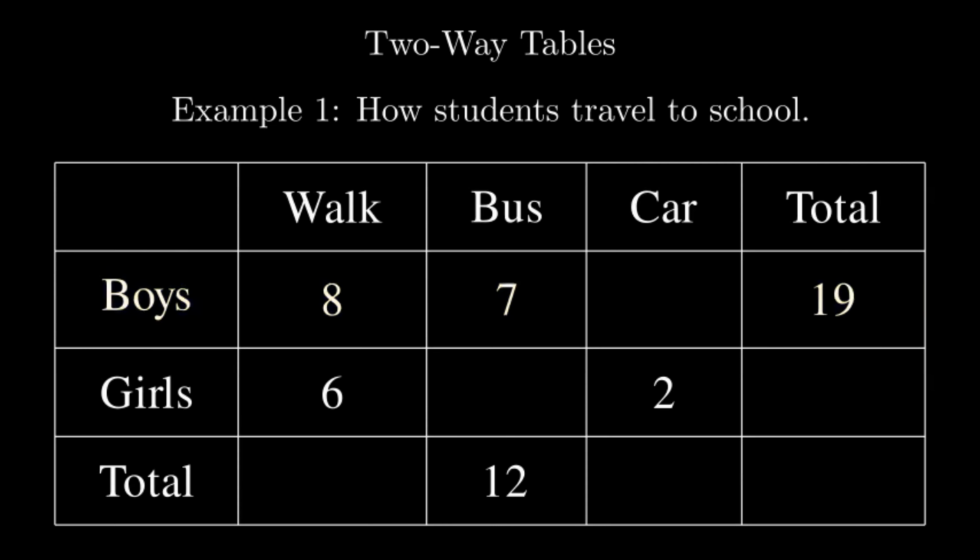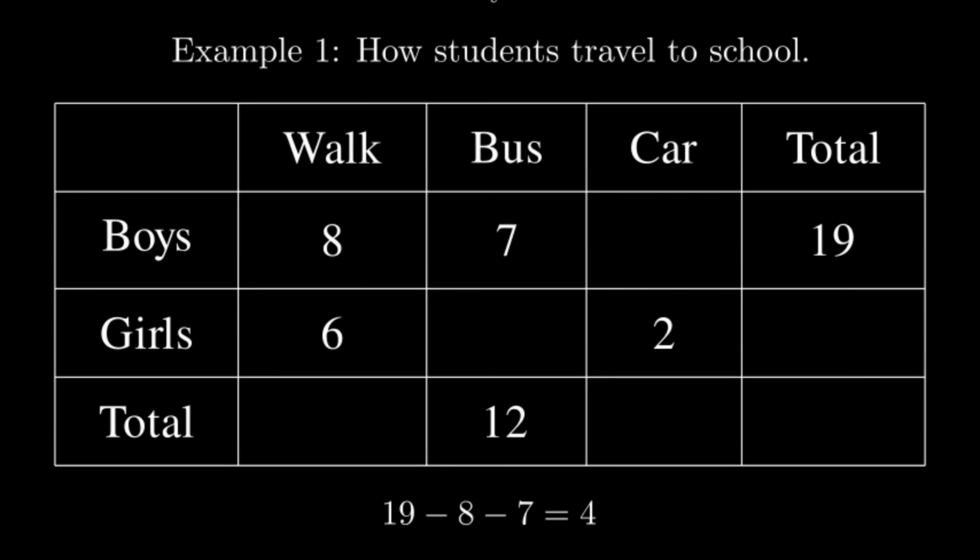Let's start with the boys row. We know the total number of boys is 19. Of these, 8 walk and 7 take the bus. To find the number of boys who travel by car, we subtract the walkers and bus takers from the total. So, 19 minus 8 minus 7 equals 4. 4 boys travel by car. Now let's update our table with this information. The number of boys who travel by car is 4.